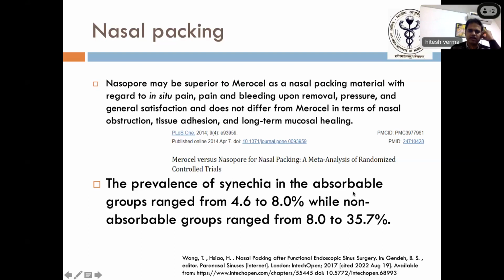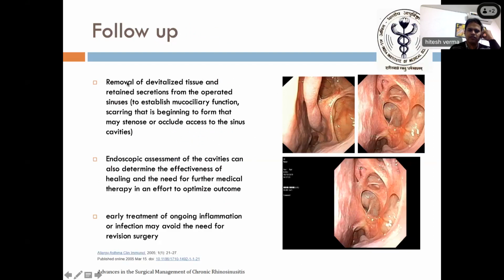The prevalence of synechia in the absorbable group ranges from 4.6 to 8 percent, while in the non-absorbable group it is 8 to 35.7 percent, which includes both conventional and commercial packing. So in follow-up, the surgeon should remove all the devitalized tissue, retained secretion, bone chips, or any loose hanging mucosa, because that can lead to synechia formation. So endoscopic assessment should be done regularly in the cavity. Surgeon follow-up can vary from 1 week to 2 weeks depending on the presentation of the patient. If the patient is managing well, the interval can be increased. And early treatment for ongoing inflammation or infection can avoid the risk of revision surgery.